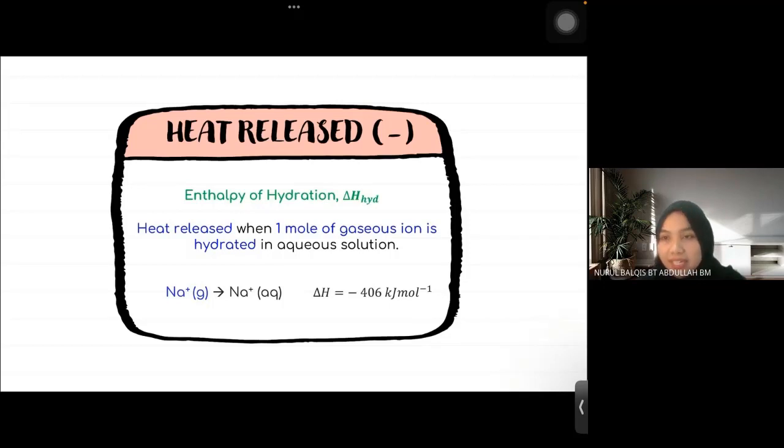Once they are hydrated, hydrated means dia buat reaction dengan water lah. Cuma kita tak tunjuk lah dia tambah water. Bila dia hydrated from gaseous state, they will be hydrated in aqueous solutions, they will immediately turn into aqueous state. So you could see from these thermochemical equations, you have sodium ion in gaseous state to form sodium ion in aqueous state. That's what is meant by this enthalpy of hydration. So dapatlah kilojoule per mole awak in negative sign. Okay?